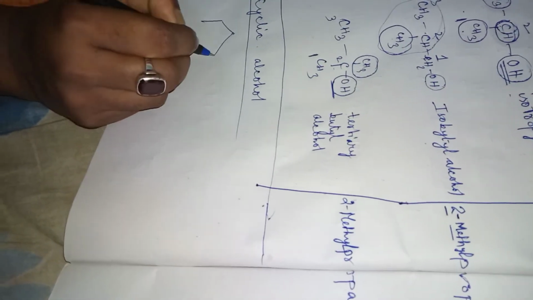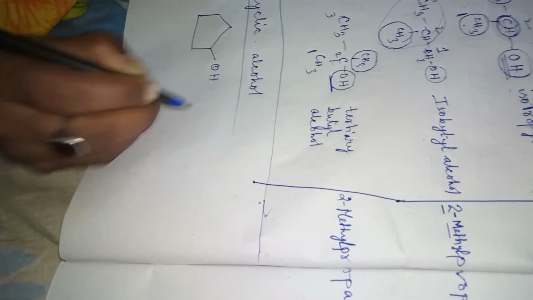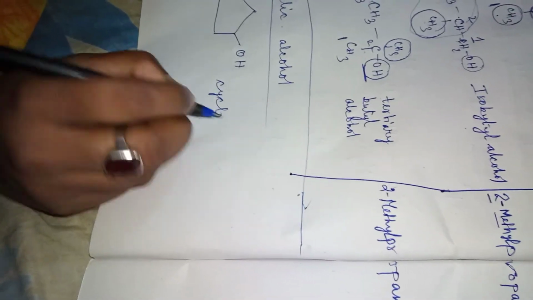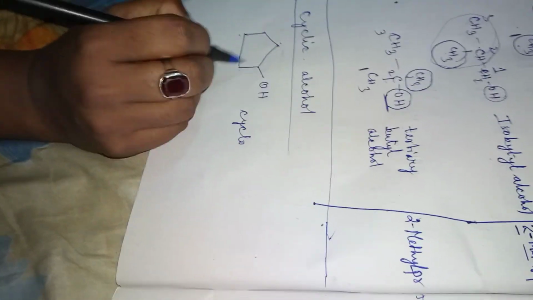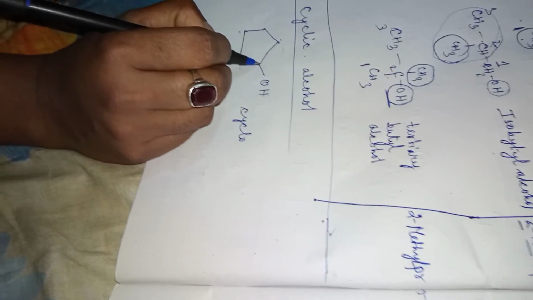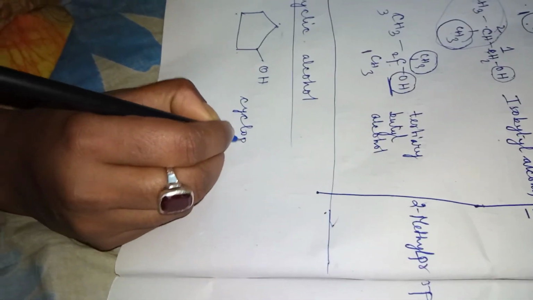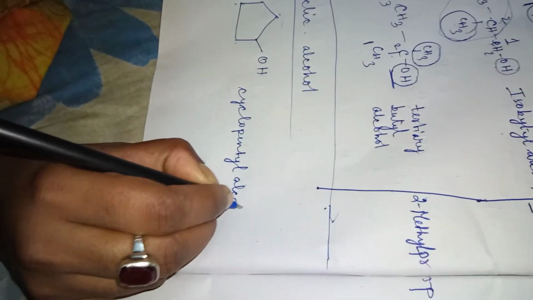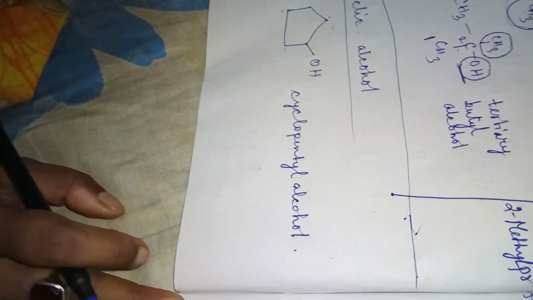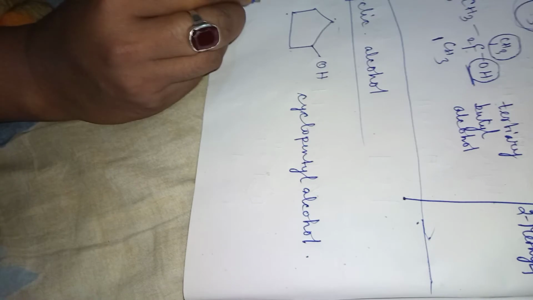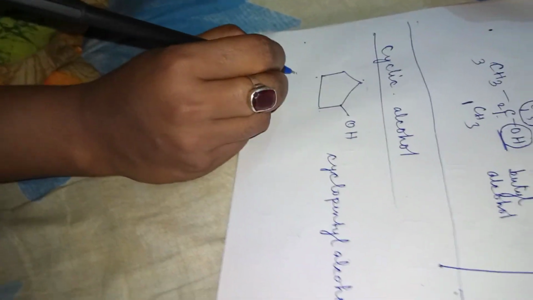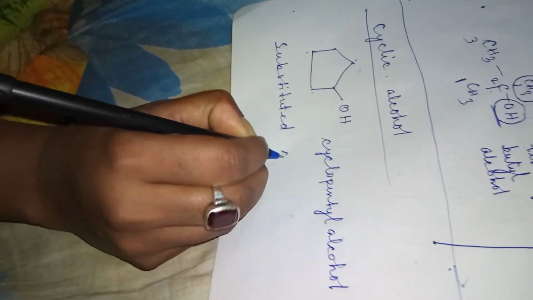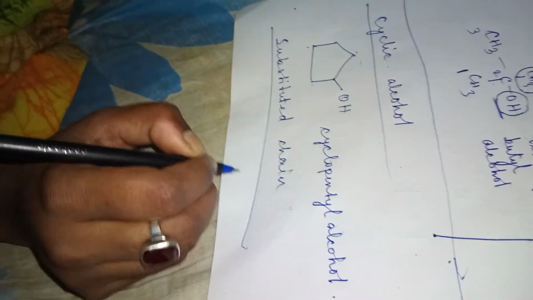Suppose this is your compound. You need to write, first of all, cyclo for this compound. It has 1, 2, 3, 4, 5, so it is a 5-carbon membered ring, so this is cyclopentyl alcohol; we generally write cyclopentyl alcohol. Another one: for the substituted chains, how are we naming all this?